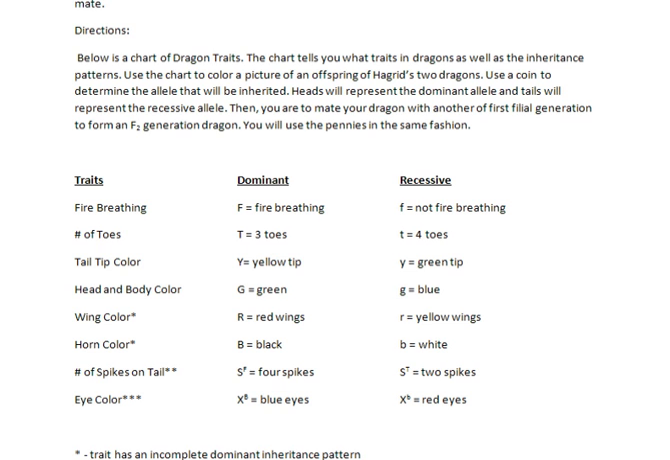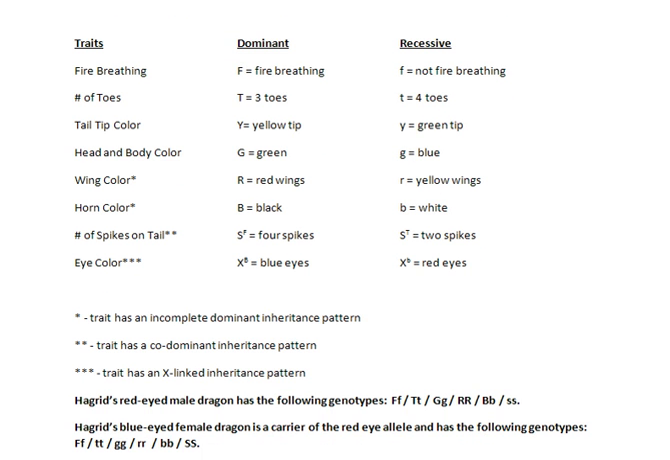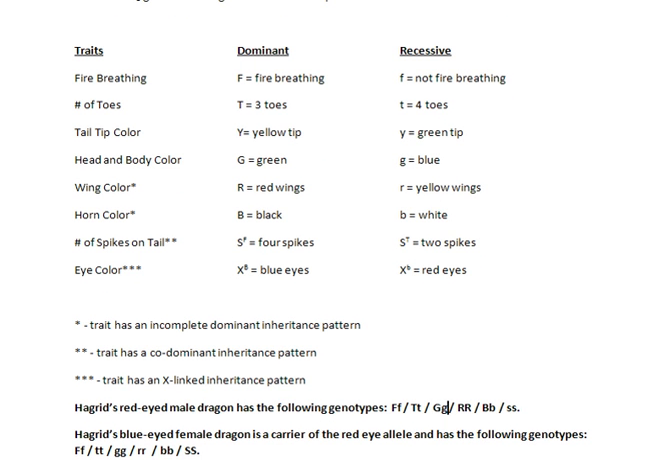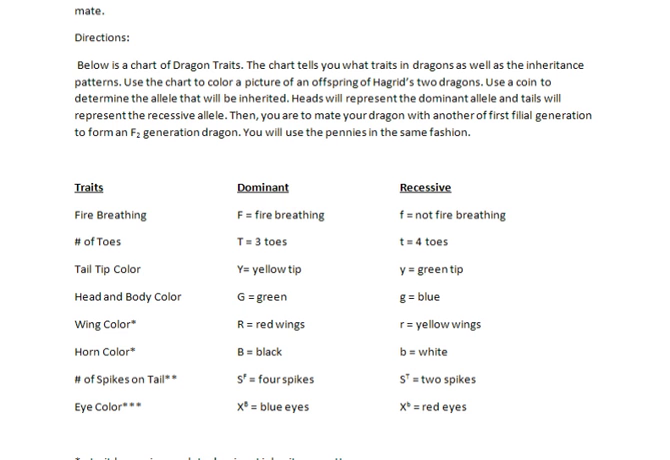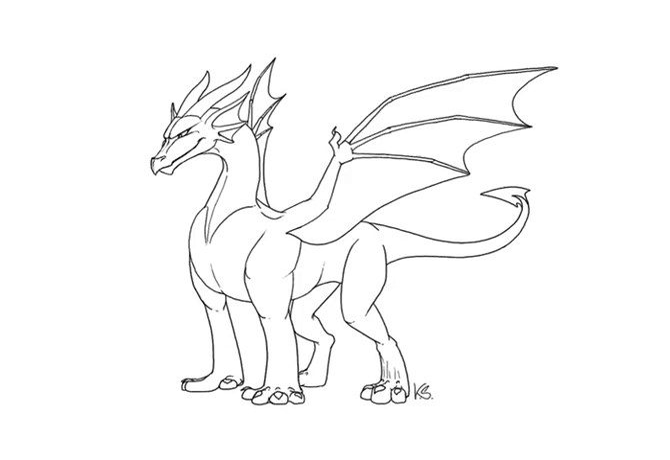If you look on the page, you'll notice that at the very bottom of the page, Hagrid's male dragon has these genotypes, Hagrid's female dragon has this genotype. So you know which alleles the dragons have. You're going to use the penny to determine which allele your offspring gets. Heads will represent the dominant allele being given. Tails will represent the recessive allele being given. Once you've done that, you're going to have one dragon colored. Your dragon kind of looks like this guy right here.